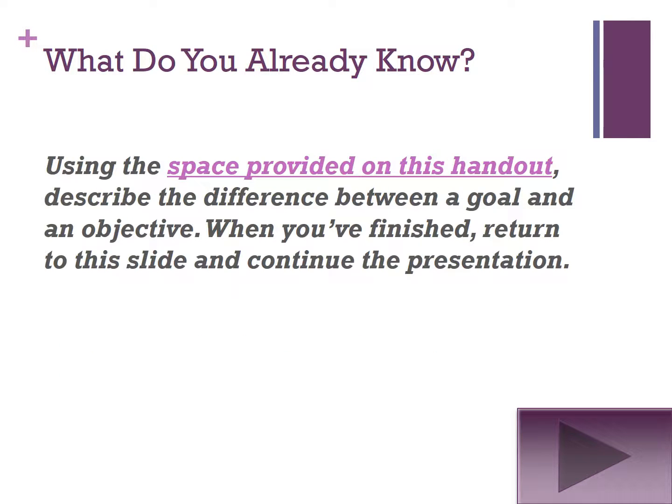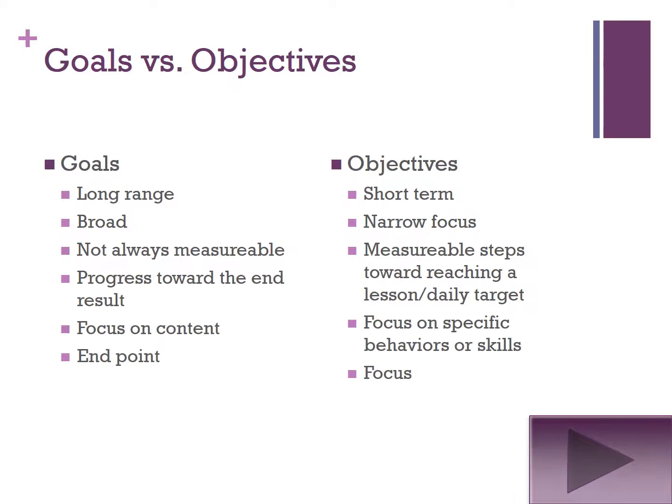Before you are introduced to the critical elements of a behavioral learning objective and a review of Bloom's taxonomy, it's important to understand what you already know. If you click the purple link that says the space provided on this handout, it will open a Word document on which you have blank space to free write and put down your ideas of what is the difference between a goal and an objective. After you've finished, come back to this slide and continue with the presentation.